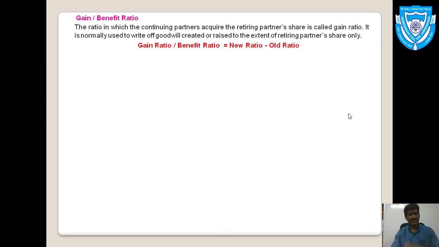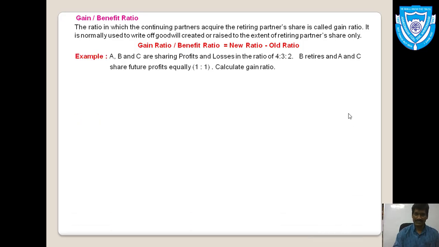So there is a formula for gain or benefit ratio. Don't forget this formula, it is very important. Gain ratio or benefit ratio is equal to new ratio minus old ratio. This is very important, and let us see it by way of one example.